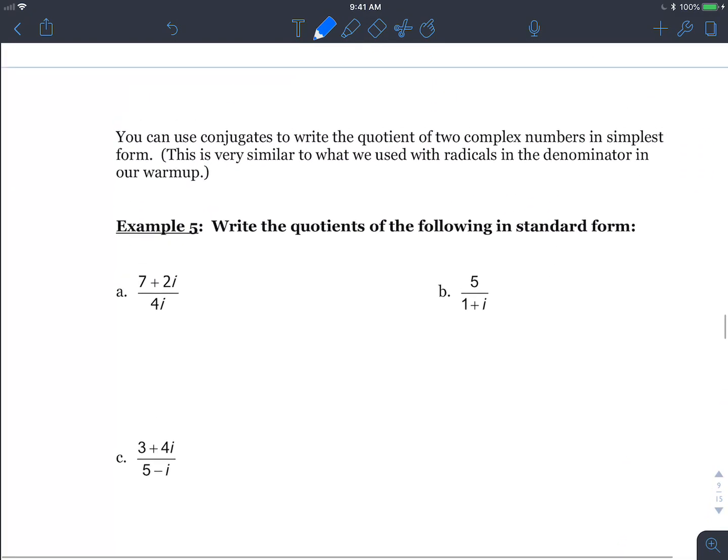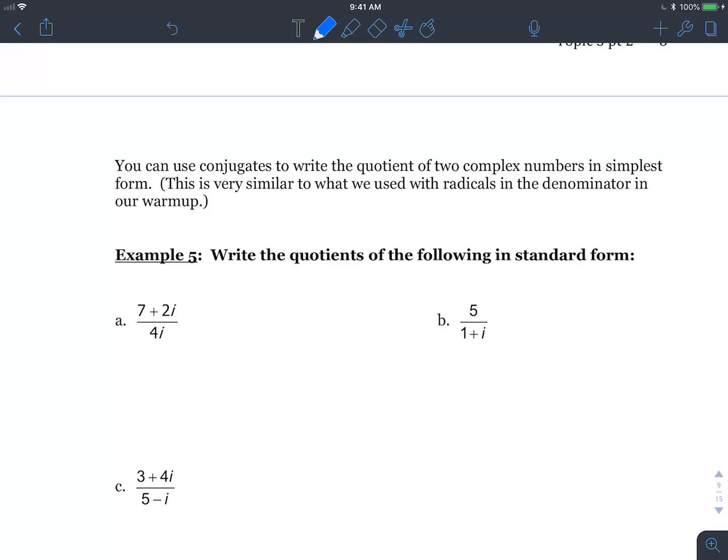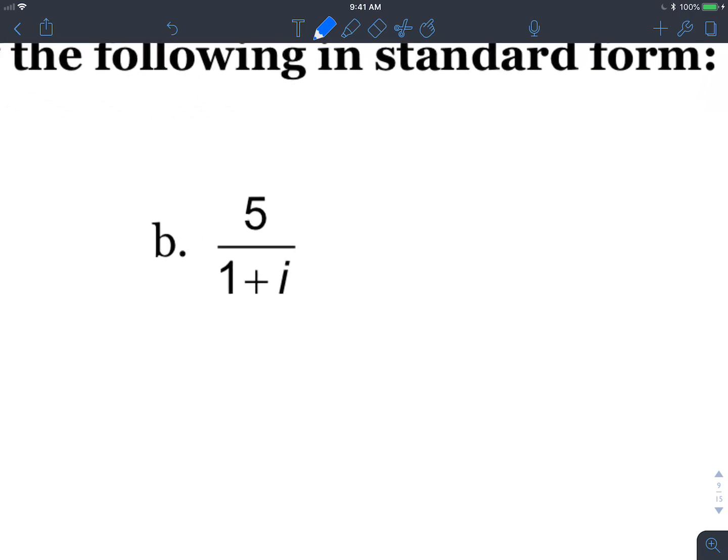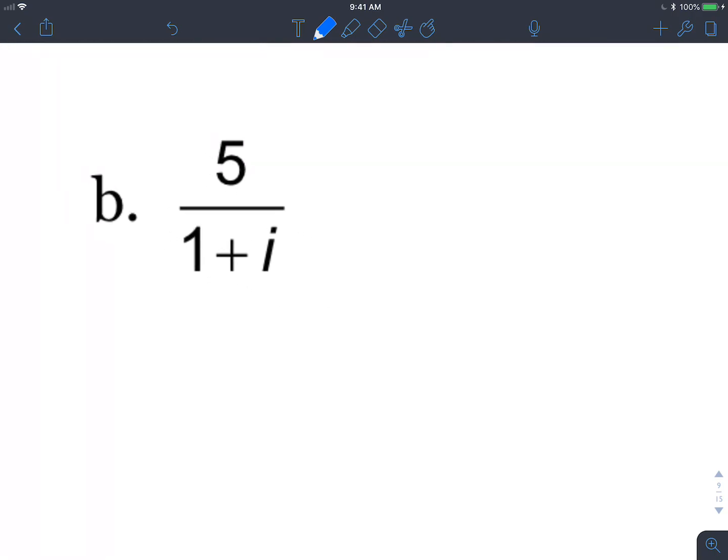Let's see what we got here. This last section here: you can use conjugates to write the quotient of complex numbers in the simplest form. This is very similar to what we did with radicals in the denominator, or a warm-up. I guess we didn't do a warm-up there, but if we had. So actually, I'm going to start us backwards here. I'm going to start out here with 5. Start out with 1. That's a little bit more tricky. So I want to tie this directly into conjugates, and then we'll talk about why A was different.